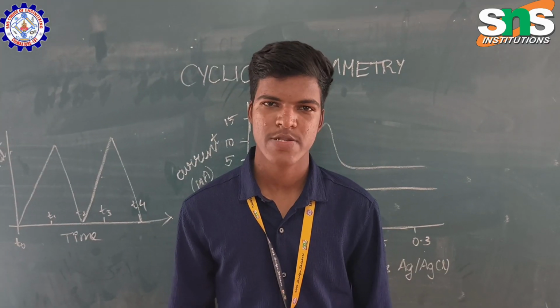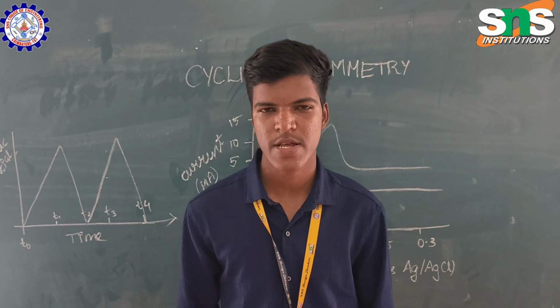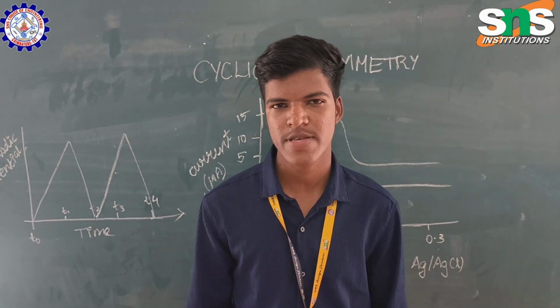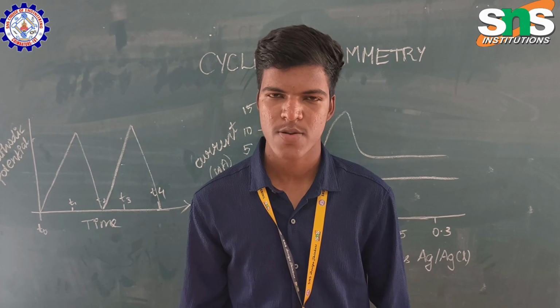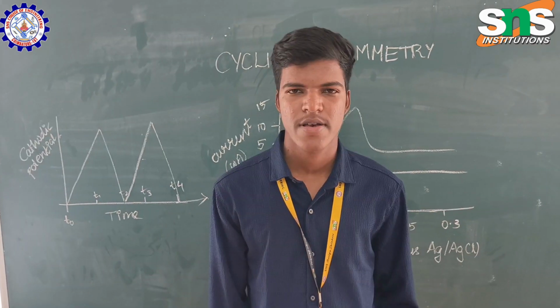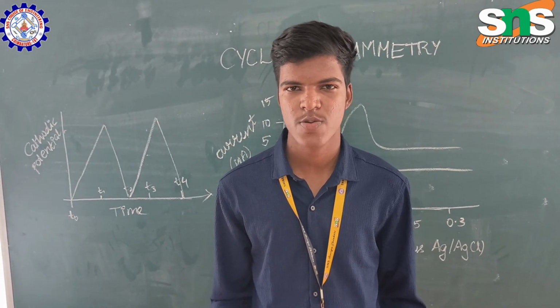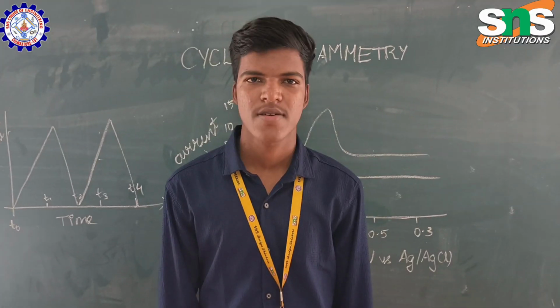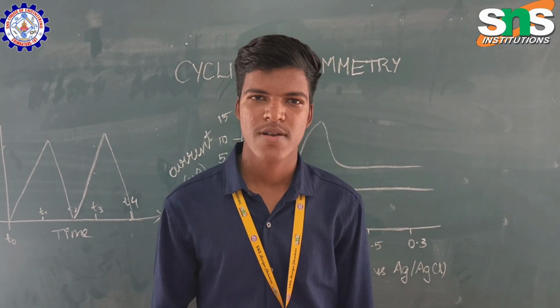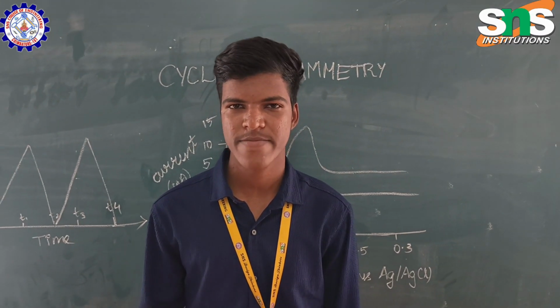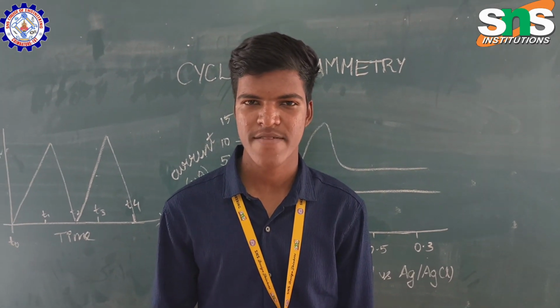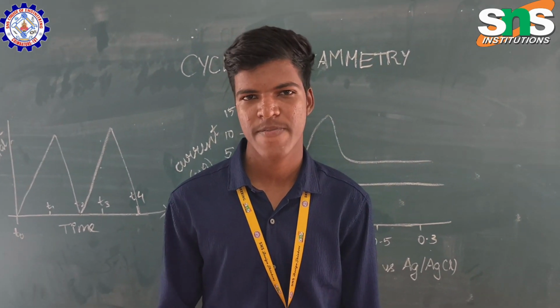Now I am going to explain about the advantages of cyclic voltammetry. It is used to acquire information about the electrolytes. It offers a rapid location of the electrolytes. It can be used to control the overall reaction sometimes. It is used to measure the variable kinetic energy.